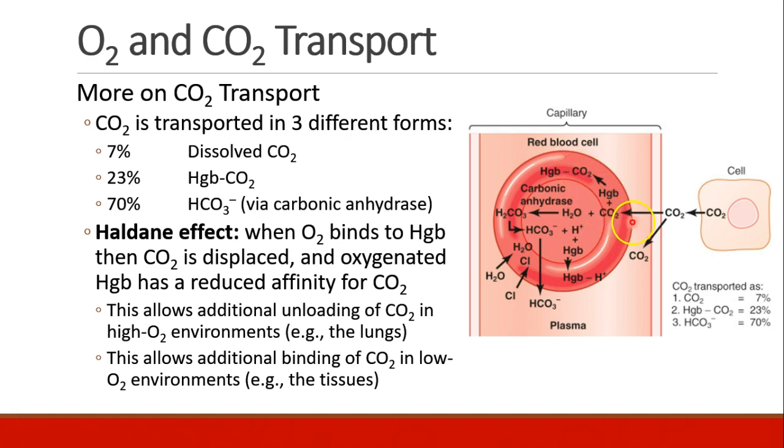And the rest of it, carbon dioxide mixes with water, and the enzyme carbonic anhydrase creates carbonic acid, which then dissociates into bicarbonate and hydrogen ion. The hydrogen ion actually then binds with hemoglobin, but the bicarbonate ion can then go out of the blood cell. It can be carried in the plasma together with other ions.